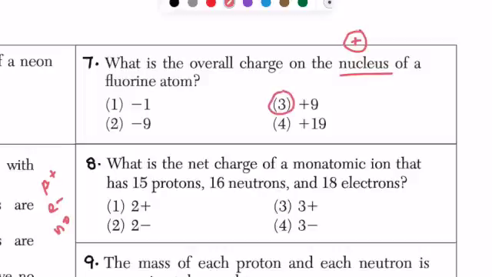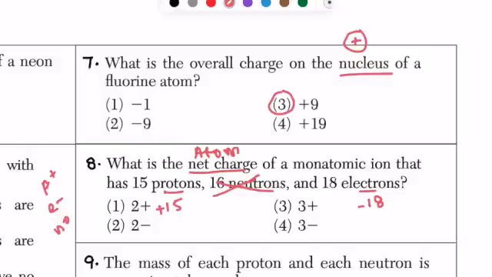What is the net charge of a monoatomic ion that has 15 protons, 16 neutrons, and 18 electrons? Now remember, when we are talking about the net charge, that means we are talking about the charge on the atom. And that depends on the number of protons and the number of electrons. The number of neutrons does not matter because they have a charge of 0. So in this case, what we are saying is that we have 15 positive charges and we have 18 negative charges. So overall, as you can see, we have more negative charge. So you just have to calculate that difference.